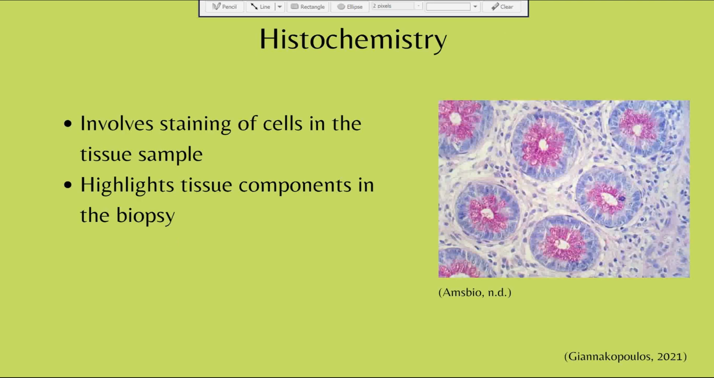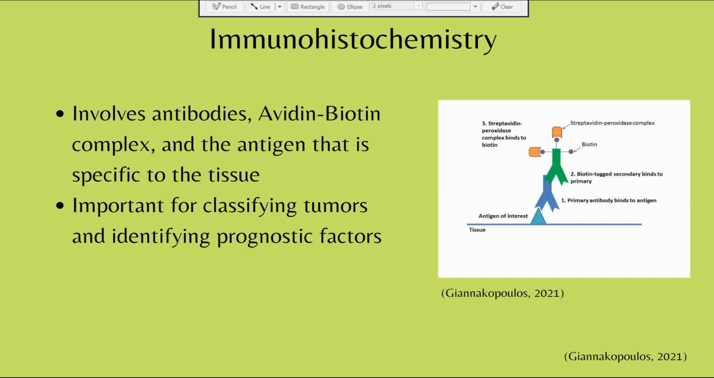Histochemistry involves the staining of cells in the tissue sample and highlights tissue components in the biopsy. Immunohistochemistry involves antibodies, specifically the avidin-biotin complex, and the antigen that is specific to the tissue.